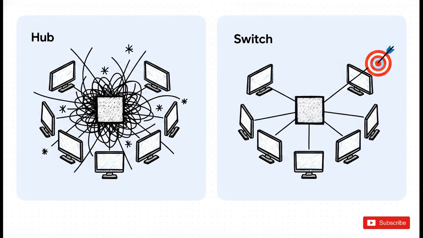A hub is, well, essentially dumb. When it receives a message meant for one specific computer, it blindly broadcasts it to every single connected device. It's honestly like shouting a private message in a crowded room. It just causes unnecessary traffic. A switch, however, is smart.